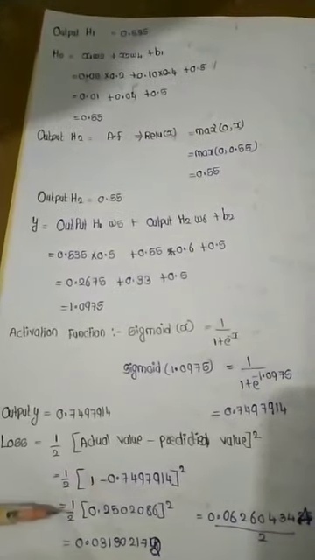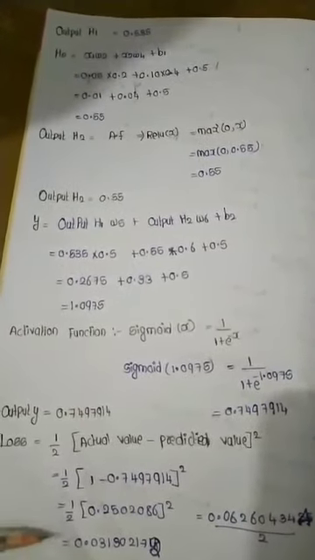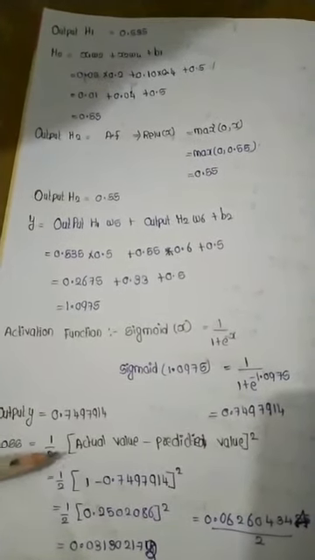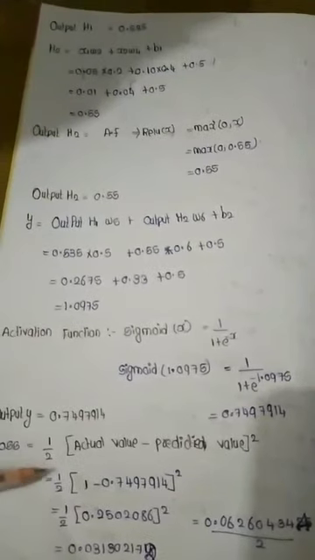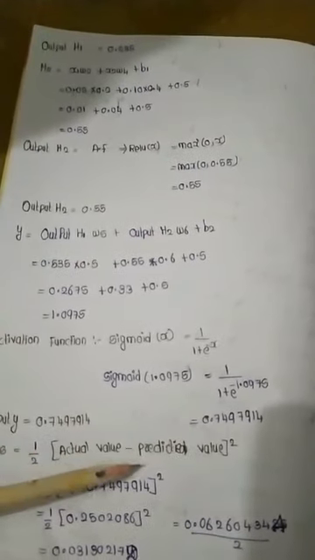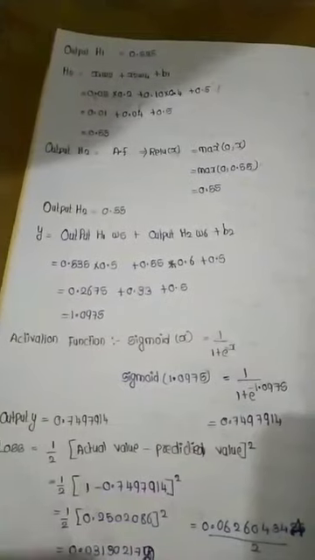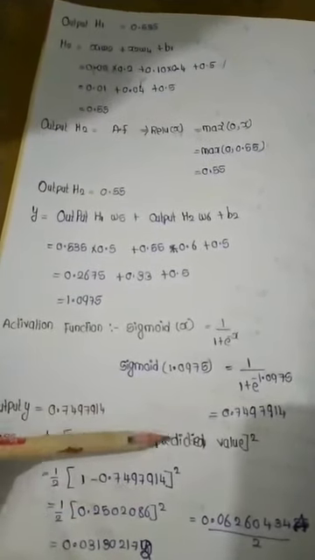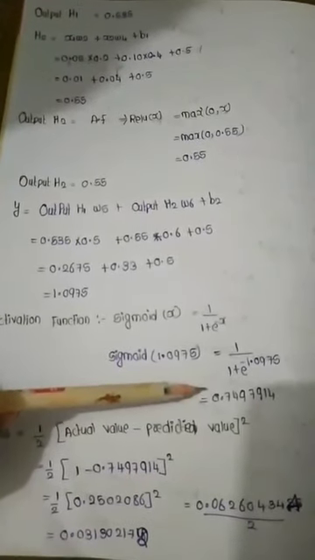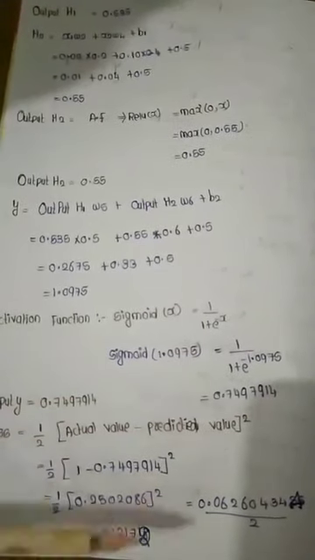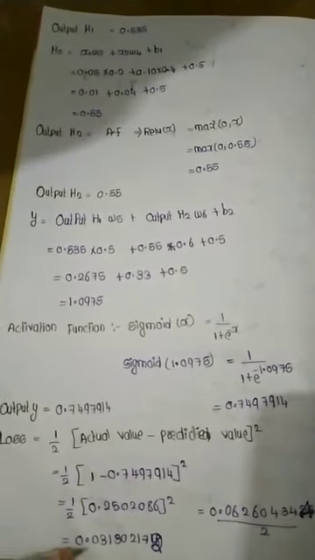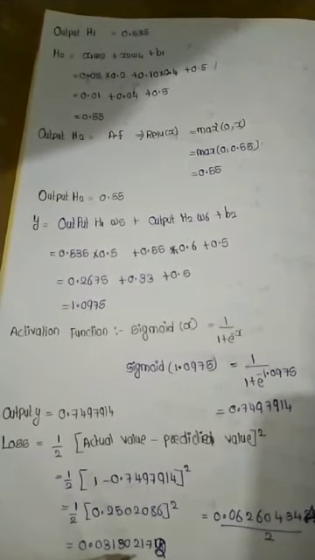So now I have to calculate how much error I am getting. For this I am using the mean square error formula. The formula is 1/2 times (actual value minus predicted value) whole squared, where the actual value is the target value and the predicted value is the value which I got. After substituting this I get the loss as 0.031302172.